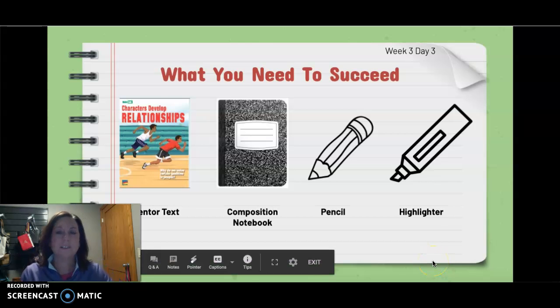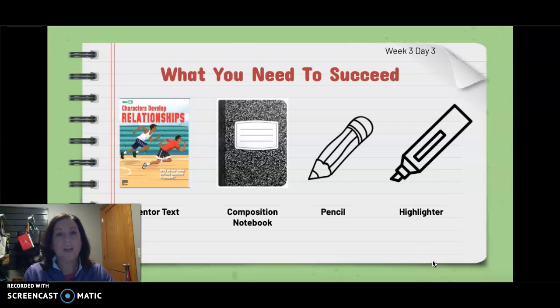Hey, boys and girls. So today we are on Unit 2, Week 3, Day 3. What you're going to need to succeed is your mentor text, your composition notebook, your pencil, and a highlighter. So go ahead and get those things.